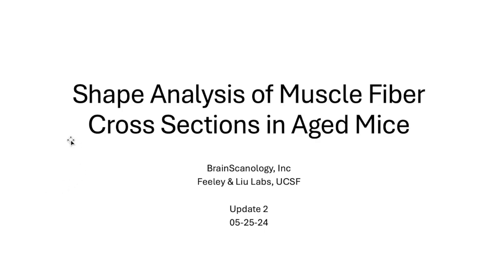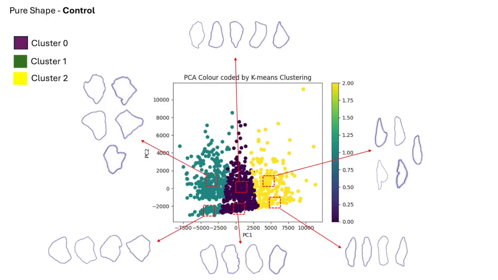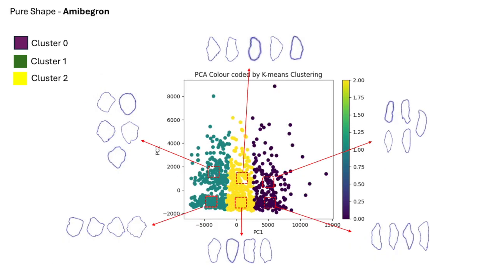All right, so here's an update on the aged mouse muscle study. In the previous presentation, we measured the pure shape of these muscle fiber cross sections and found evidence of 6 subtypes in the control group and also 6 subtypes in the amibagrin treated group. In this presentation, we wanted to validate whether these subtypes were different based on biologically relevant features, such as area.